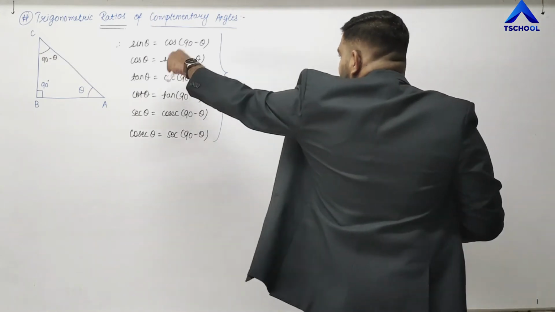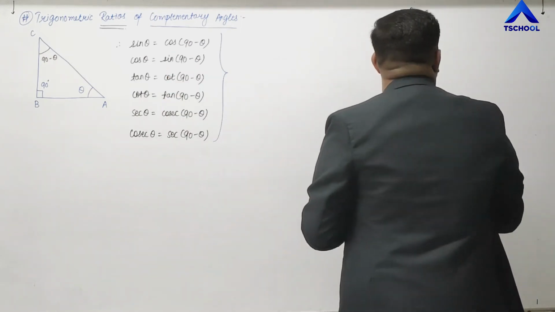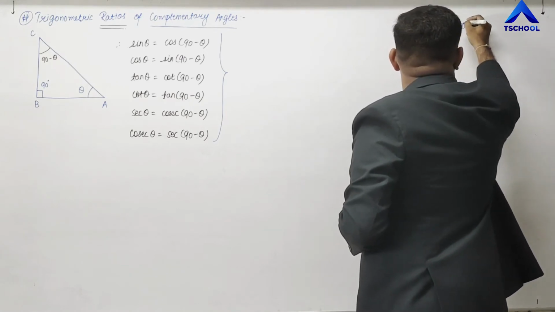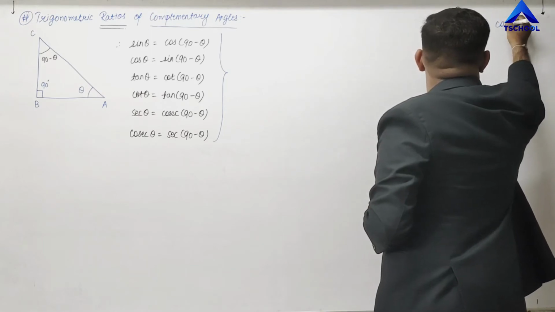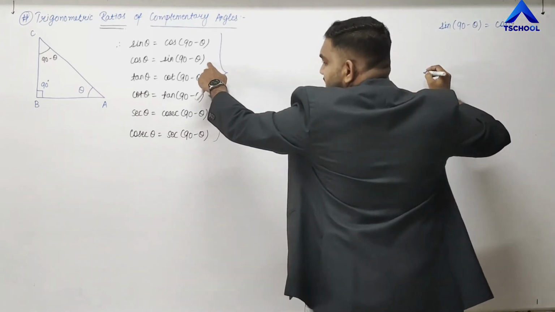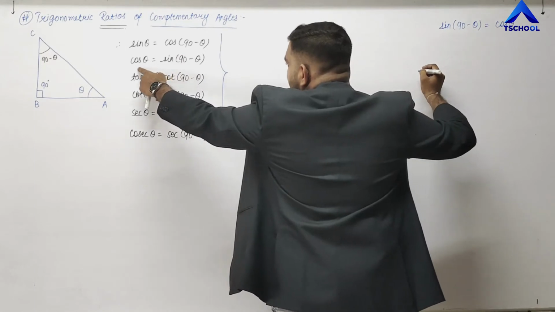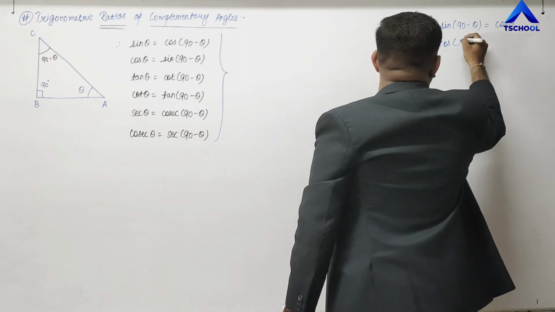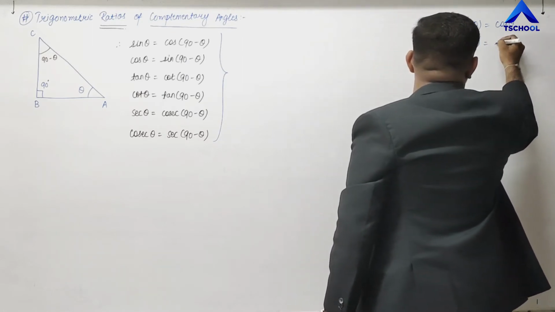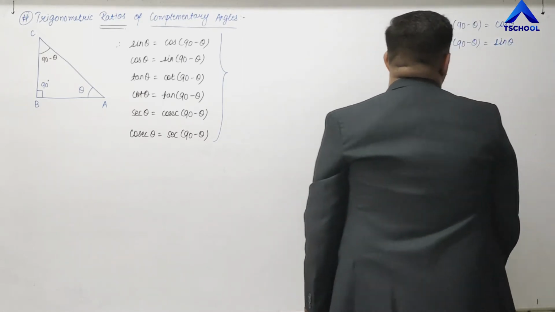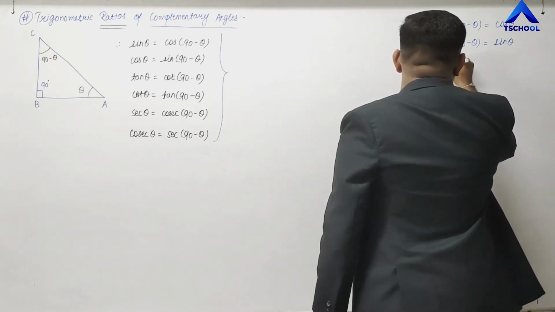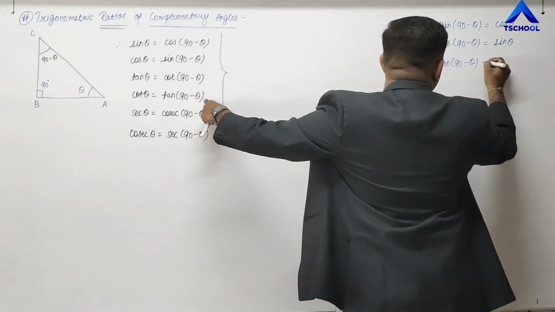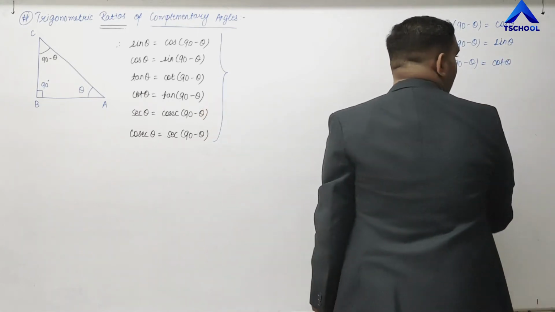For that, first of all, we will start from sine theta. So what is sine 90 minus theta? That is equal to cos theta. Sine 90 minus theta equals cos theta. Then the second thing we are going to write here, cos 90 minus theta is equal to sine theta. Then the third thing, tan 90 minus theta is equal to cot theta.